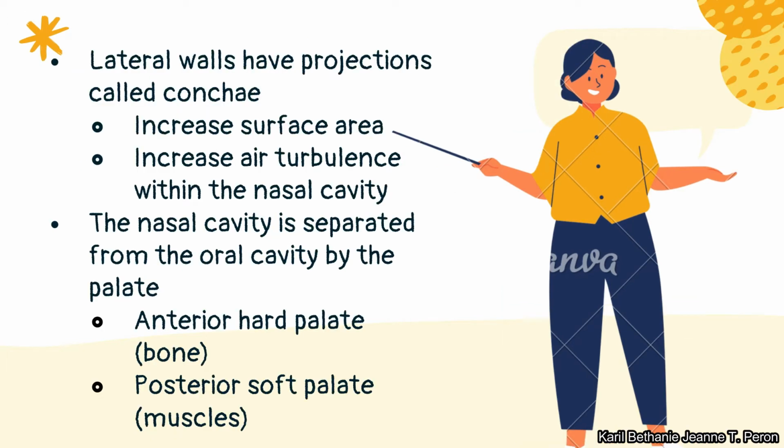Lateral walls have projections called conchae. They increase surface area and increase air turbulence within the nasal cavity. The nasal cavity is separated from the oral cavity by the palate. The two palates are the hard palate and the soft palate. The hard palate is supported by bone and is located at the anterior part of our face, and the soft palate is unsupported by bone and is composed of muscle, which is on the posterior part of our face.